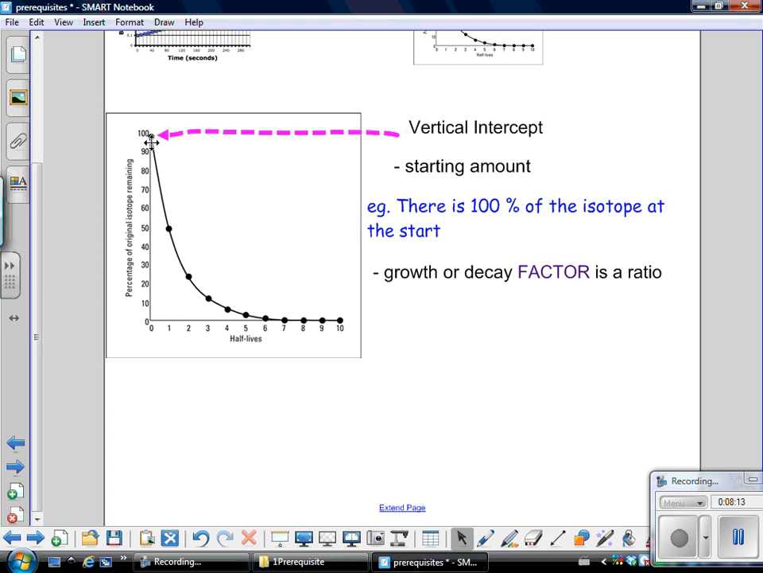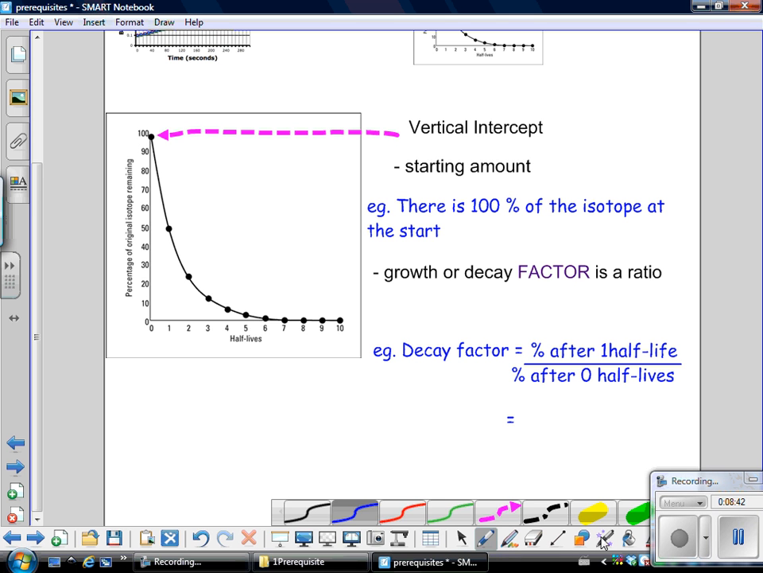Now, we're interested in the starting amount, but we're also interested in the growth or decay factor, and that is a ratio. Now, because this is a decay, or even if it was a growth, the decay or growth factor is always, in this case, the percentage of half-life and then the percentage after 0 half-lives. So if I look here, I'm starting at 100, so that's what I would put here.